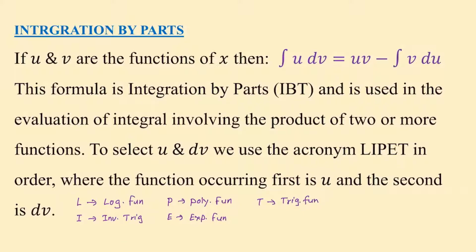So always when the integral is given in the form of a product, we use the integration by parts formula, which says the integration of u dv equals uv minus the integration of v du. And in selecting u and dv, we use this acronym LIPET. Whatever comes first is your u, and the second one is dv.